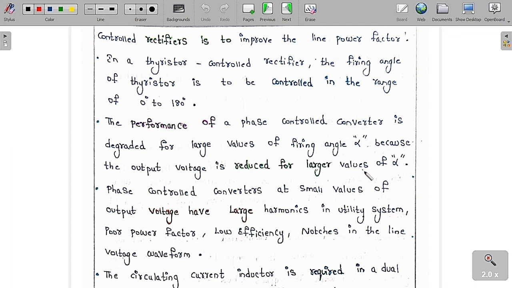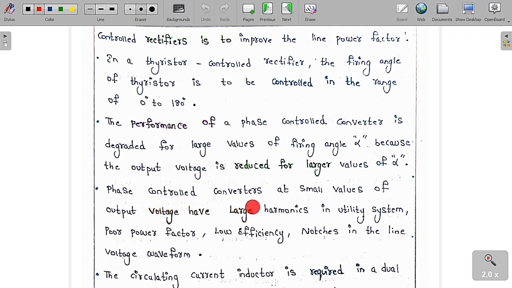The performance of a phase control converter or rectifier is degraded for larger values of firing angle alpha, because the output voltage is reduced for larger values of alpha. If you increase the alpha, the average value of the output voltage will decrease and the performance will decrease. That is the reason never operate at large values of alpha in phase control rectifiers or converters.